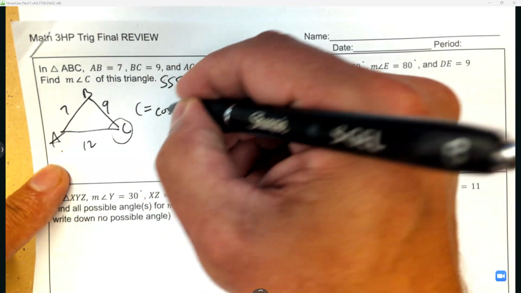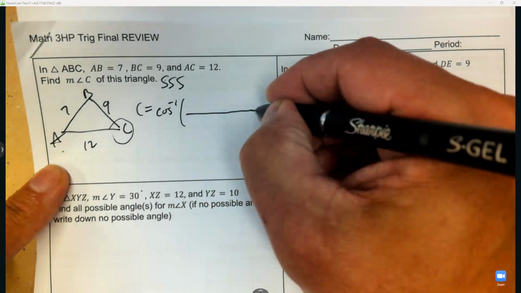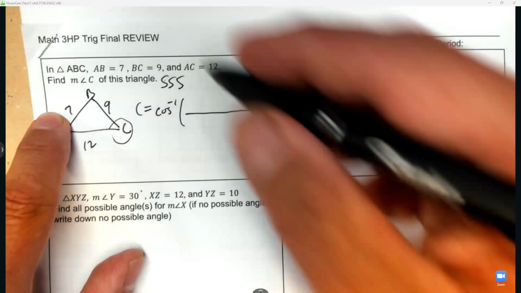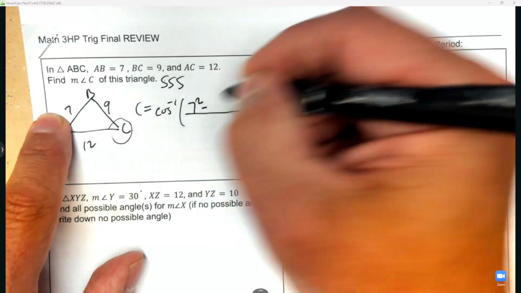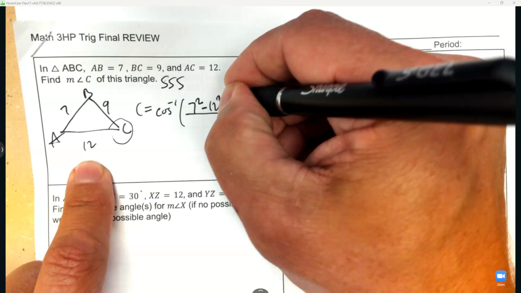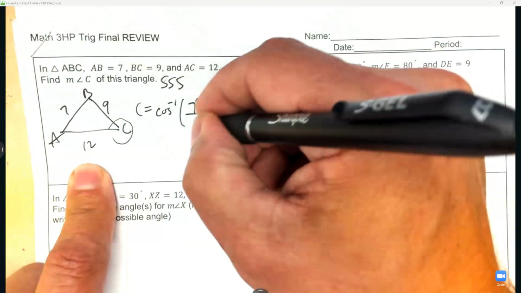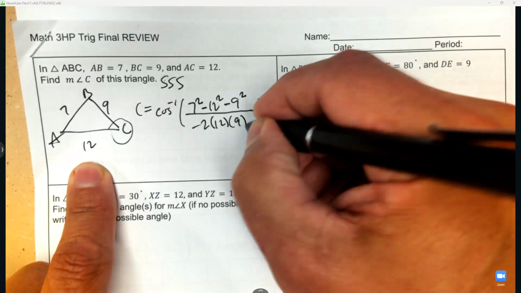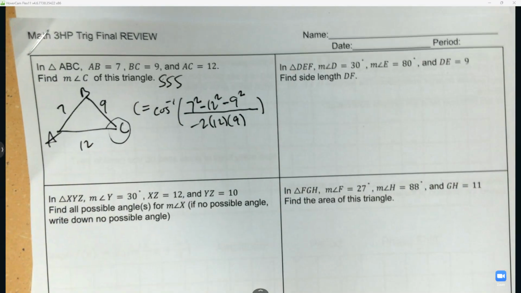So we're going to start with inverse cosine. Now, the side opposite of C is what we start with. So we're going to start with 7, and then that's the only time we're going to use 7. So now the order doesn't matter. We're going to use 12, we're going to use 9, negative 2 is part of the formula, and then again 12 and 9, and then we're going to type that in and get our answer.